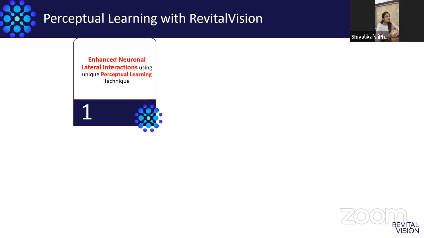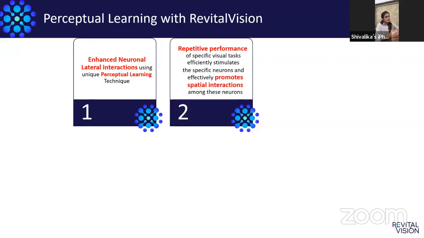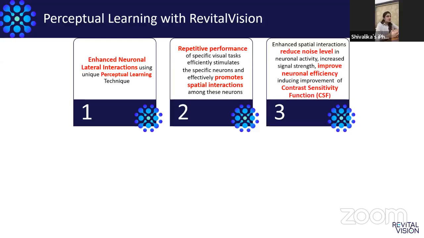So let's understand how perceptual learning with Revital Vision works. What happens is that while using the perceptual learning technique, the neural lateral interactions are enhanced, where we are asking the patient to perform one particular task again and again until they get better at it. When that happens, your neural lateral interactions at the visual cortex level are enhanced. Once the neural interactions are enhanced, it promotes spatial interactions among a very specific type of neurons. And when spatial interactions are improved, your noise level reduces. When your noise level reduces, your neural efficiency is increased for neurons to perform.